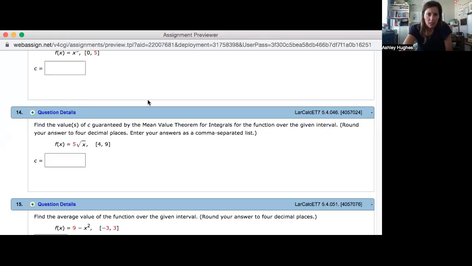And so what that means is if I do 5 square root of that x value, I get the average value of 2.12, which is the 2/3 times 5 root 5 minus 4 root 4. So that is how you do that problem. Let's go back to this.